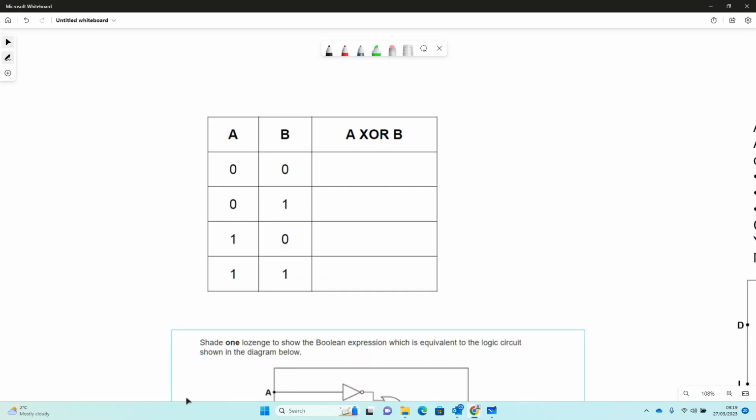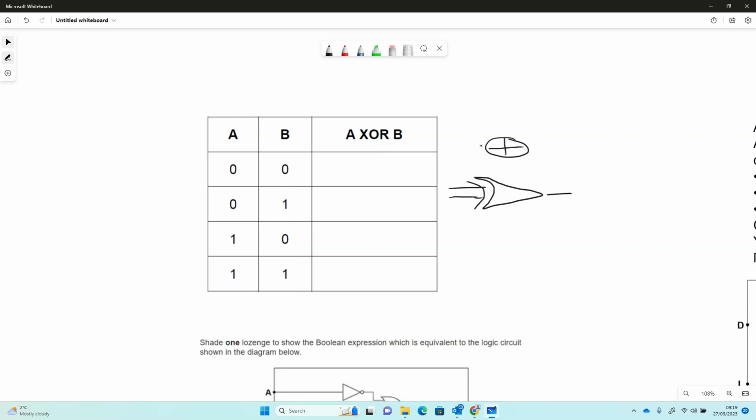This video is just a few questions on logic, so some truth tables and some circuits. So the first one that we've got here is a typical sort of exam question, and it's A XOR B is the table. So XOR, the symbol for XOR would be like this if we were drawing the gate, we've got like a double back to XOR like this.